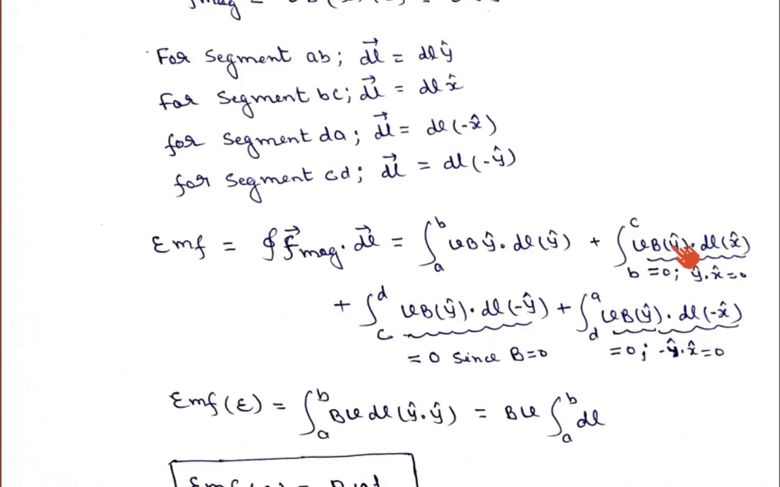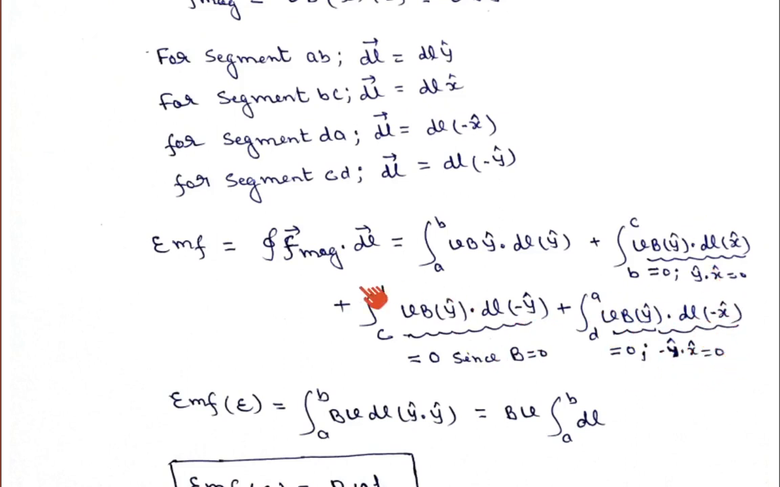If you see here, this term will become equal to 0 because y dot x unit vector, both are perpendicular, so that will be equal to 0. Similarly, for this term here, the magnetic field is equal to 0, so this term becomes equal to 0. Similarly, for the D to A part, that is again y and minus x unit vector, both are perpendicular, so that will be equal to 0.